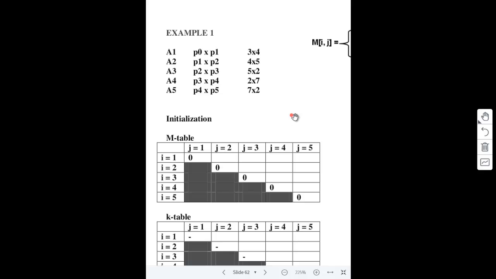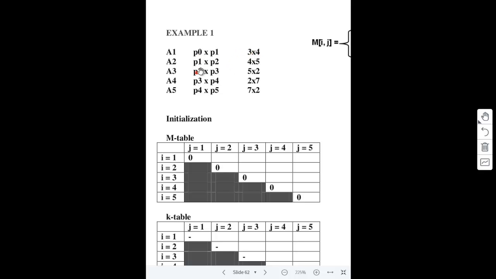Okay, so let us do one example now. You're given these 5 matrices A1 up to A5, and these are the dimensions. Again we'll follow our convention. So the matrix index is 1, so its dimension is P0 by P1. Matrix A2 is P1 by P2, A3 is P2 by P3, and so on. So these are the numbers for this example.